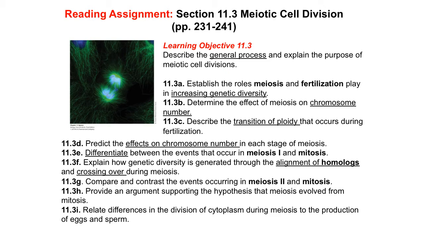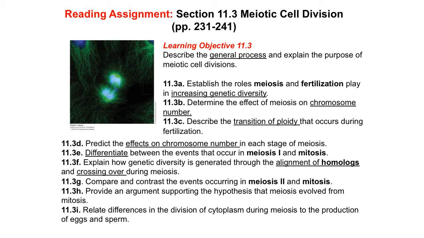The word ploidy simply means the number of chromosome sets that a cell or an organism carry. So it could be haploid or it could be diploid or even higher ploidy levels. Fourth, predict the effects on chromosome number in each stage of meiosis. So we will be focusing mainly on understanding the dynamics and mechanics of the way chromosomes get distributed in each stage of meiosis. So we need to focus on the behavior of the chromosome in this section.